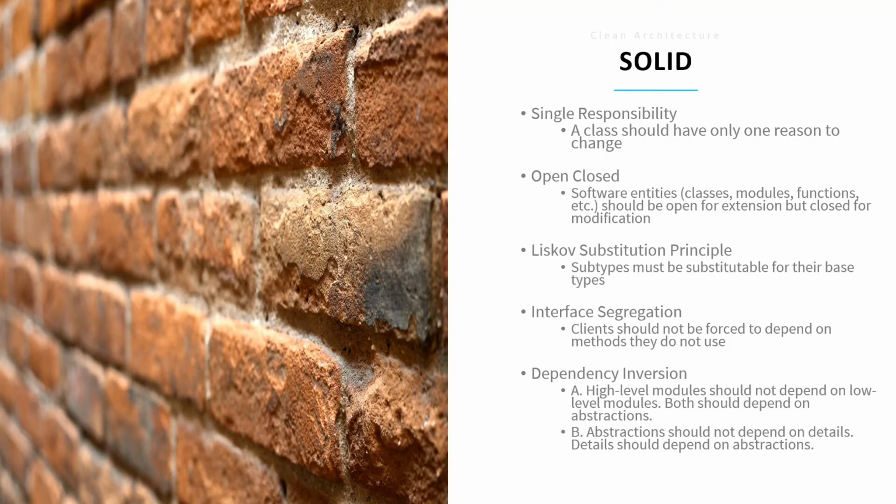Open closed. This one's probably one of the more difficult ones to get your head around. The reason being is that you shouldn't really be changing the guts of a class, module, or function once it's been written, but you should be able to extend it, which means that you can build on it without using inheritance. Here's a key. Here's a very big key here. Open closed does not mean inheritance.